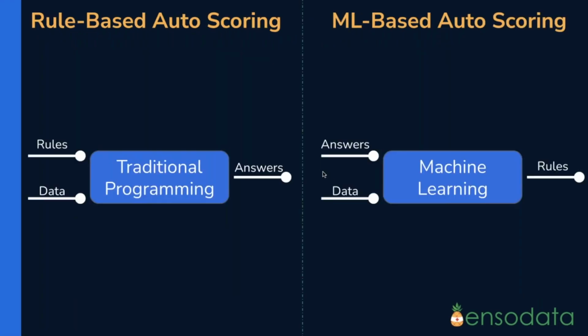To create this automated scoring technology, there are software products that might use only rule-based auto-scoring, and there are products that might use only machine learning-based auto-scoring. What we found to be most useful for EnsoSleep is to use a combination of the two approaches. Again, rule-based means data interacting with rules to come up with answers, and machine learning-based means using data and answers to train a machine learning algorithm to come up with the rules for you.